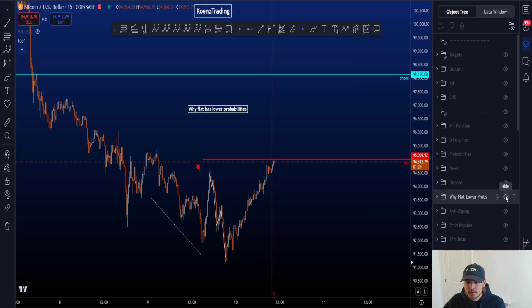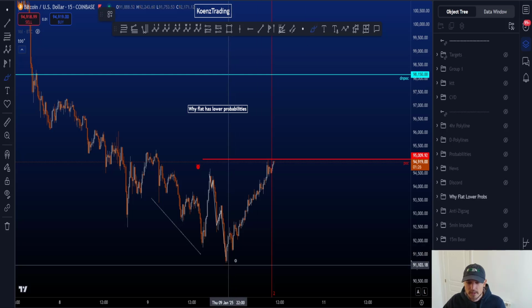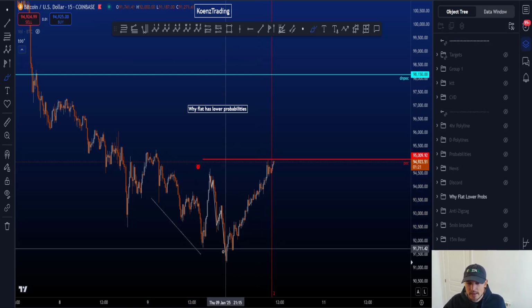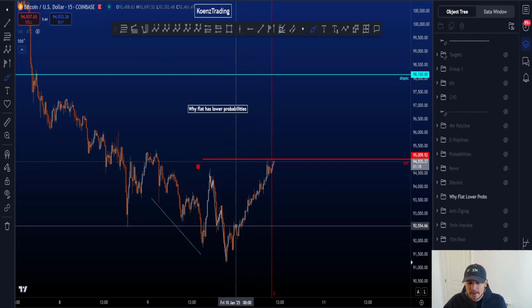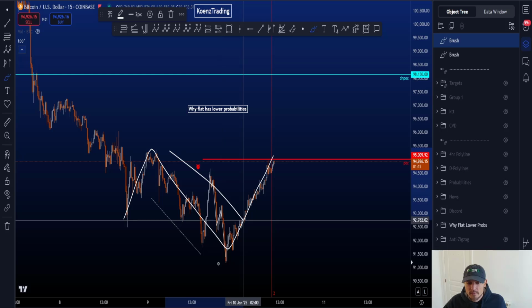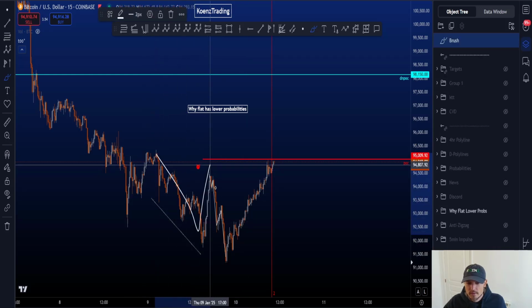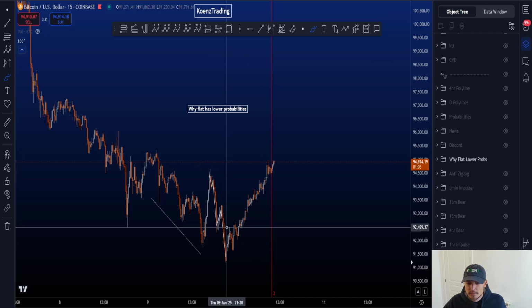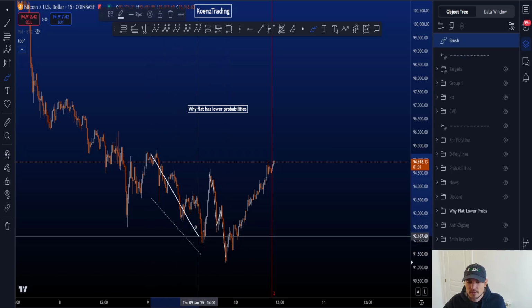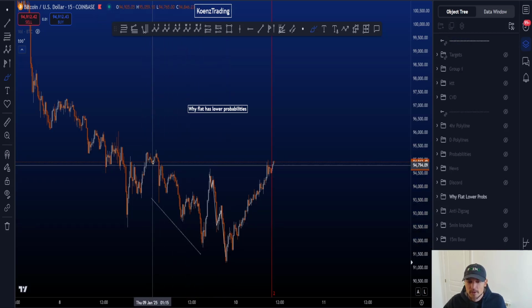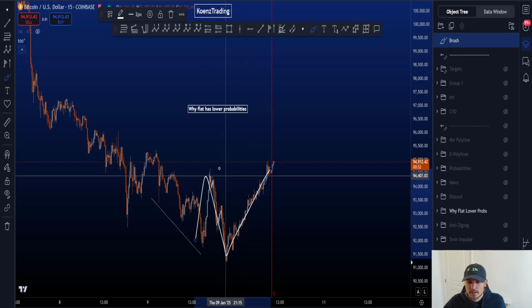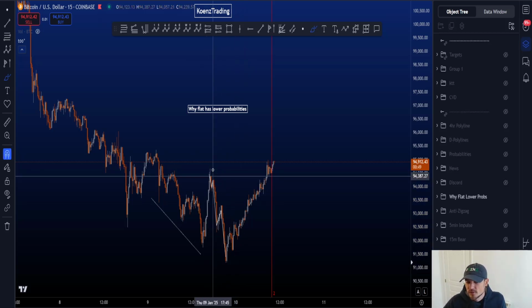So I have a folder here which has why a flat has lower probabilities. So why a flat, meaning counting this as an ABC, has lower probabilities than counting this as a wave A or a wave 1. And there's a few reasons. One, if you count this as a flat A, B, C, then your wave B needs to be a zigzag structure in a 5-3, a 5-wave move, right? And that's mainly because this final leg down was quite a clear 5-wave structure, which means this has to be a 5-wave structure, right? Because you need a 3-wave structure in a wave B. We cannot count A, B, C here because then B is a 5-waver, not a 3-waver, which is not allowed.